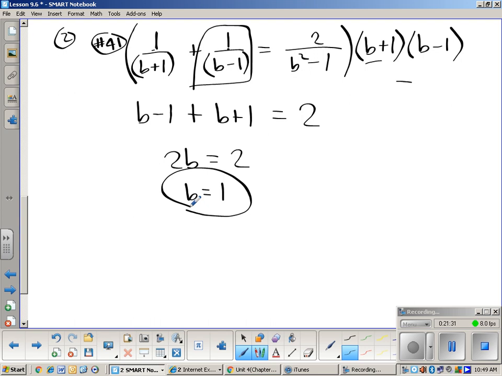What's b minus 1 if b is 1? 0. And divide by 0? No. It doesn't work, does it? We only got one answer and it didn't work, because b can't be 1. 1 minus 1 is 0, and I'd be dividing by 0.